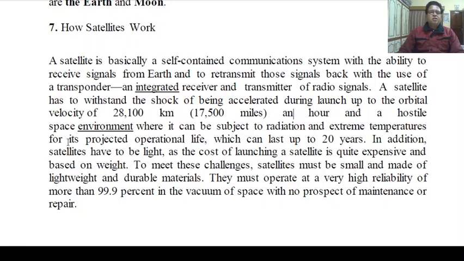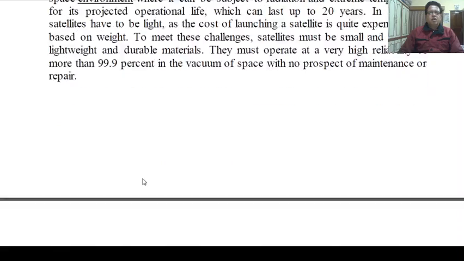In addition, satellites have to be lightweight, as the cost of launching a satellite is quite expensive and based on weight. To meet these challenges, satellites must be small and made of lightweight and durable materials. They must operate at a very high reliability of more than 99.9% in the vacuum of space with no prospect of maintenance or repair.